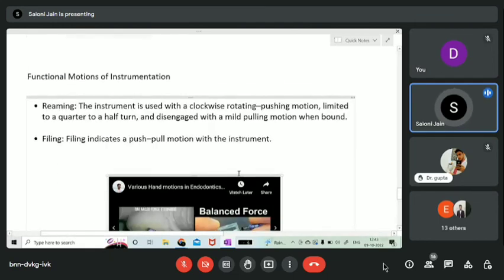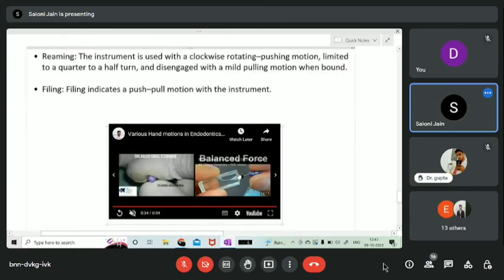A filing motion is nothing but a push and pull motion inside the canal. And a reaming motion is that you put the instrument inside the canal, rotate it in a clockwise motion, give it a half or quarter turn, and then you disengage it in a pulling motion.